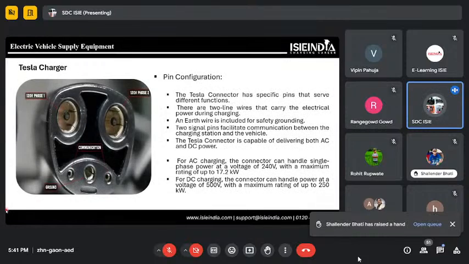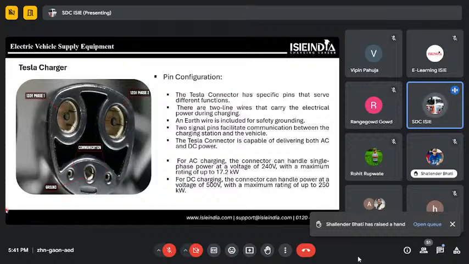Now coming to the DC modes of chargers. In DC modes, there are the Tesla chargers, which we use for Tesla vehicles, and these are supportable for AC as well as DC, right? In this also you will find two communication wires, and these two communication wires work as CAN high and CAN low signals, right? Along with that, a ground connection is also there.